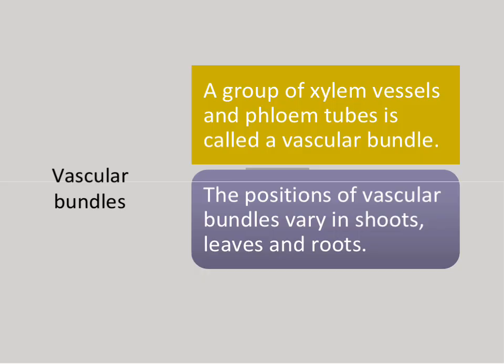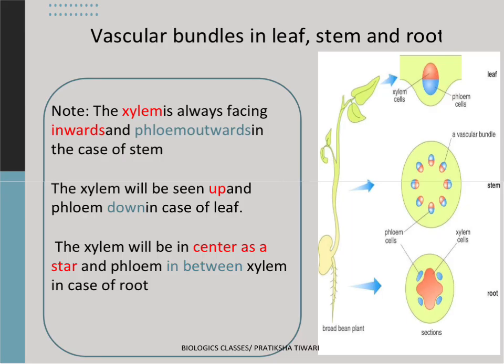Vascular bundle. A group of xylem and phloem tubes is called a vascular bundle. The positions of vascular bundles vary in shoots, leaves and roots. Vascular bundles in leaf, stem and root. Note: in the stem, the xylem is always facing upwards and the phloem downwards. The xylem will be seen up and the phloem downwards in the case of a leaf. The xylem will be in the center as a star and the phloem in between the xylem arms in the case of roots.